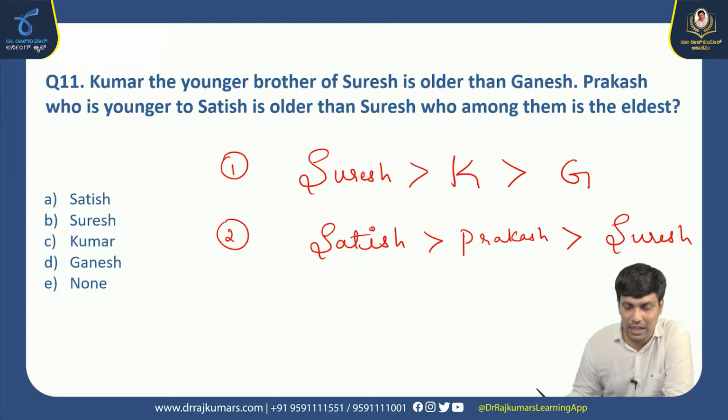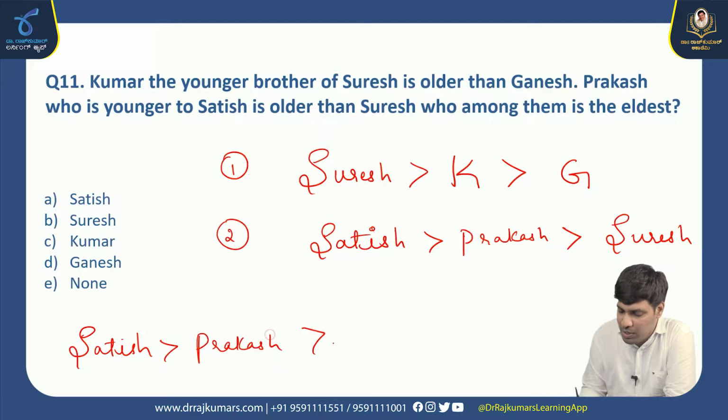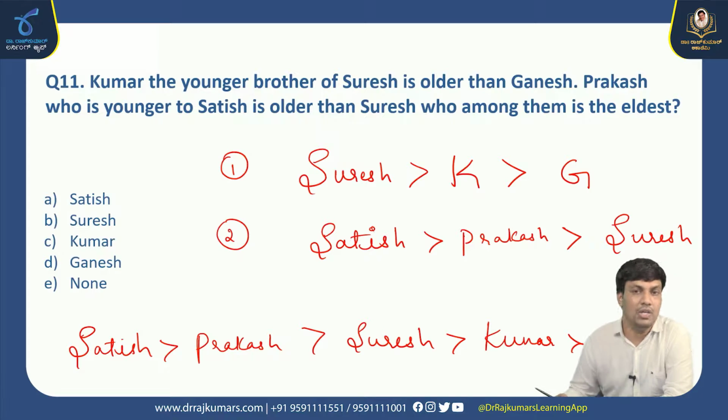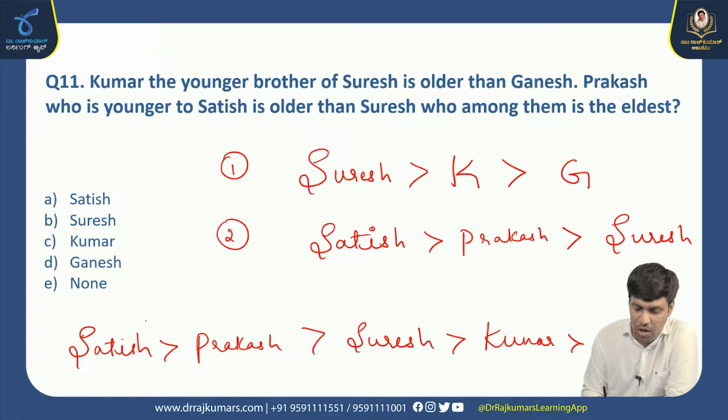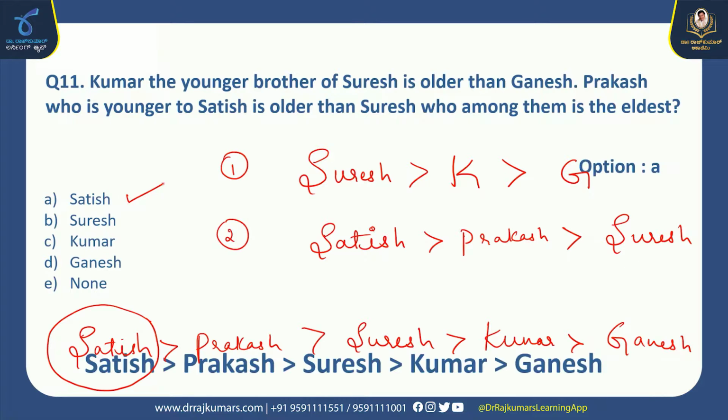We have 2 conditions. By these 2 conditions we can frame a sequence: Satish, next Prakash, third one Suresh, then Kumar, last one Ganesh. This is the sequence out of the two conditions. They are asking who among them is the eldest. So the eldest among all these is Satish. So the right option is option A. Moving on to our next problem.